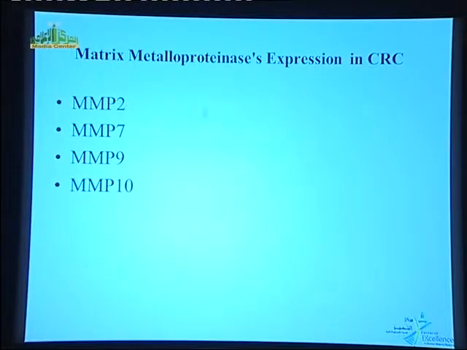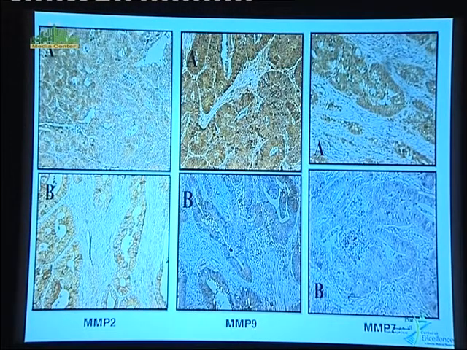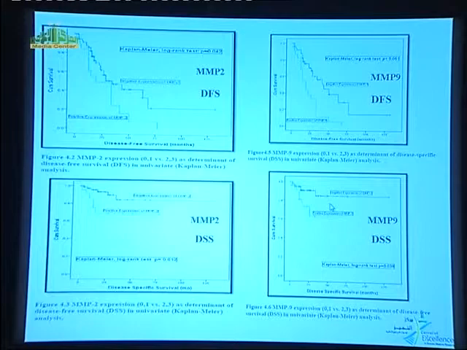Also, we studied some matrix metalloproteinases, a family of 16 proteins, but we selected MMP2, MMP7, 9, and 10, to see if they have impact in our samples. This is the expression by immunohistochemistry. And through survival curves, this is the disease-free survival of MMP2. So patients with high MMP2 behave worse than those with low MMP2.